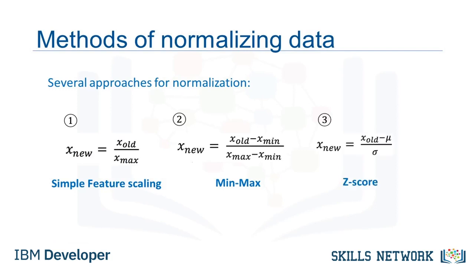The third method is called z-score, or standard score. In this formula, for each value, you subtract the mu, which is the average of the feature, and then divide by the standard deviation, sigma. The resulting values hover around 0 and typically range between -3 and +3, but can be higher or lower.